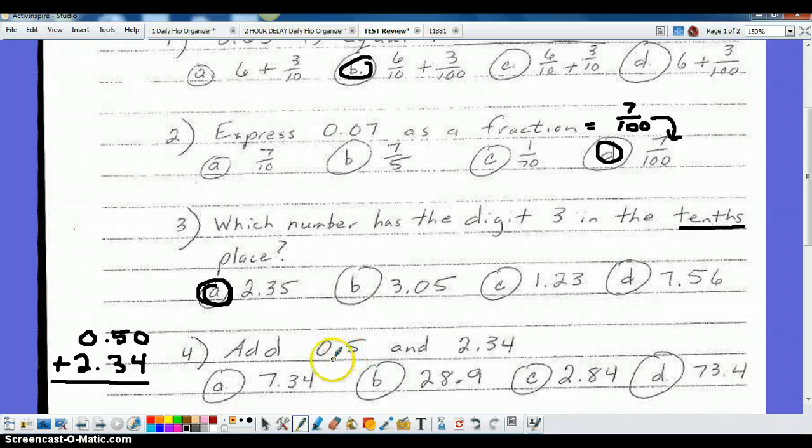So when I'm adding, I have to make sure that if this number is first, it goes on top, and if this number is second, it goes on the bottom. 4 plus 0 is 4. 5 plus 3 is 8. Bring down my decimal point, and the 2 as my whole number makes it 2 and 84 hundredths.